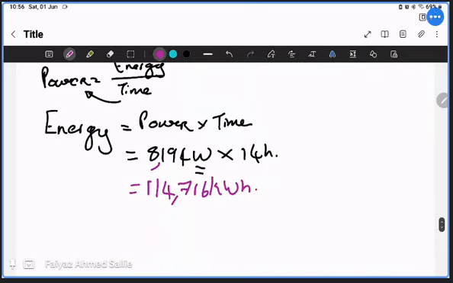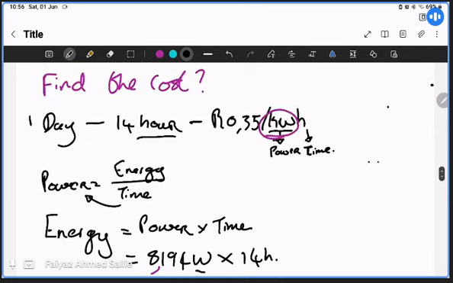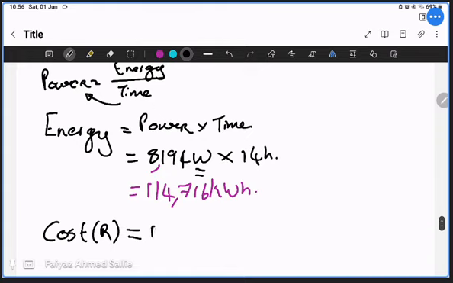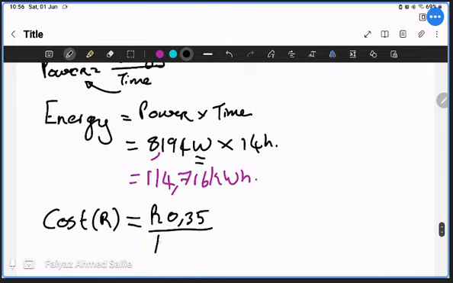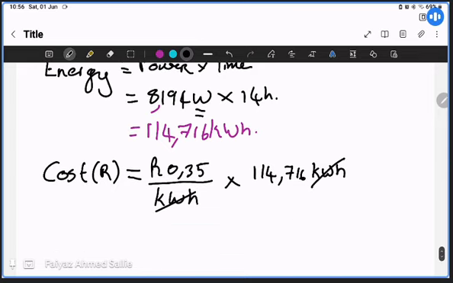So they want us to find the cost. So we know the cost is going to be in rands, right? So we're going to have to use SI units. So we have R equals 0.35 over kilowatt hours multiplied by 114.716 kilowatt hours. So this unit and that unit is going to cancel.